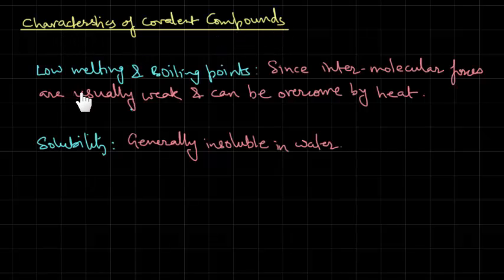Characteristics of covalent compounds. Low melting and boiling points. Since their intermolecular forces are usually weak, they can be overcome by a small amount of heat. Why are they weak? Because compared to ionic compounds, which have a net positive and negative charge, that attraction force is much stronger than just the force between the nucleus and the electron cloud. Solubility: they are generally insoluble in water.